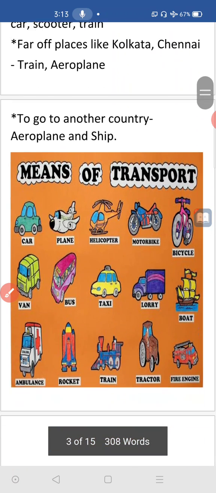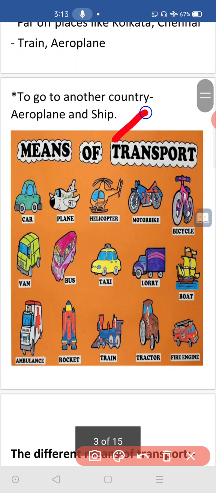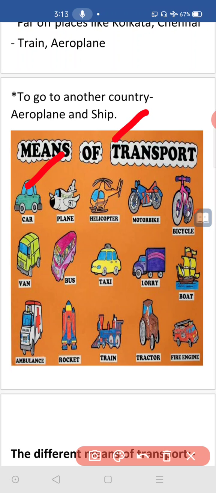Here there are some pictures. You can see this image. You can see pictures of vehicles: car, aeroplane, helicopter. We use a car on the road, it means it is moving on land. Aeroplane and helicopter are moving in the air. We call them air transport.